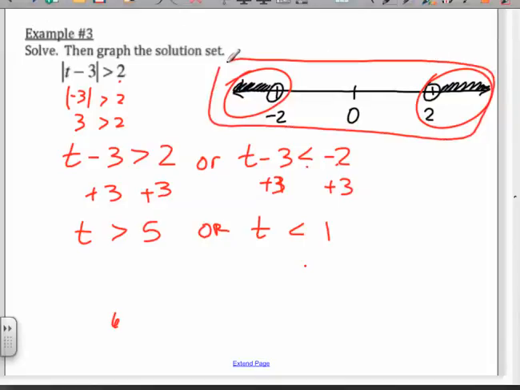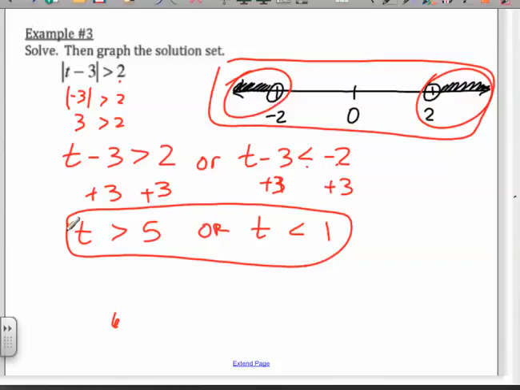Here's the graph. Here's the disjoint inequality. Yeah, Troy. So we're not solving, just, well, we are solving it, because I'm saying what t can be. t can be anything greater than 5, or t can be less than 1. Right? Yeah? Right.